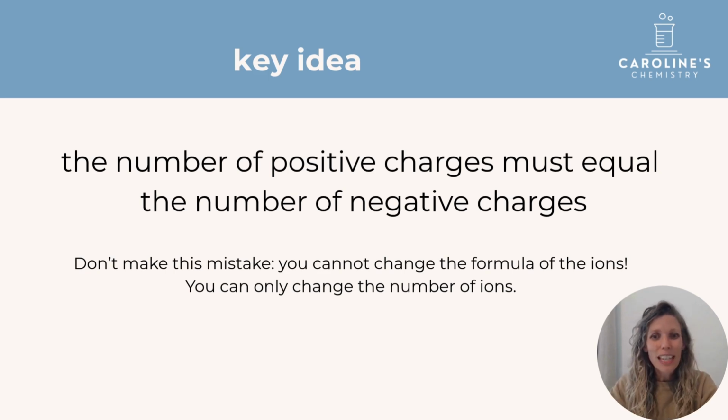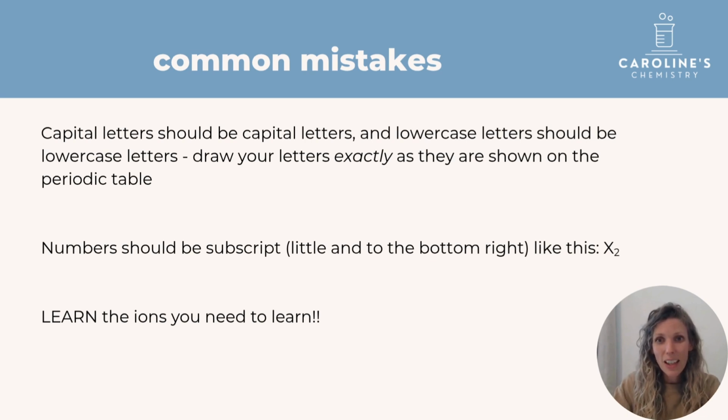Okay. The other common mistakes are in how you actually write the formulae. Capital letters need to be drawn as capital letters. And I'm really sorry, even though you might have a handwriting style where you write a certain letter a certain way that's natural to you, you have to draw your letters exactly as they are shown on the periodic table. So for example, F for fluorine needs to have a straight top. Lowercase letters should be shown as lowercase letters, again, like they are on the periodic table. Don't start messing with the way that those look.